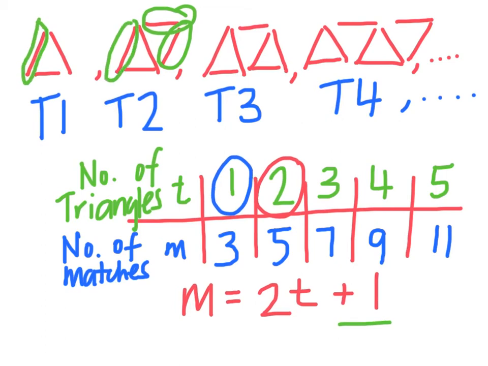Now, as I mentioned before, I could actually now use the rule to calculate the number of matches needed to make the 100th term. So if it's going to be term 100, this would be multiplied by 100, so there would be 2 times 100 is 200 plus 1. So in the 100th term, I would need 201 matchsticks.